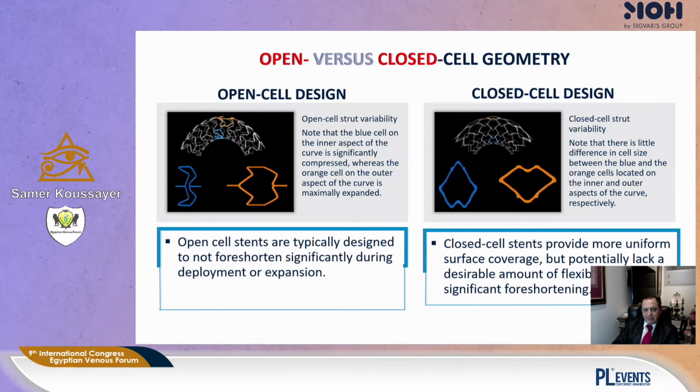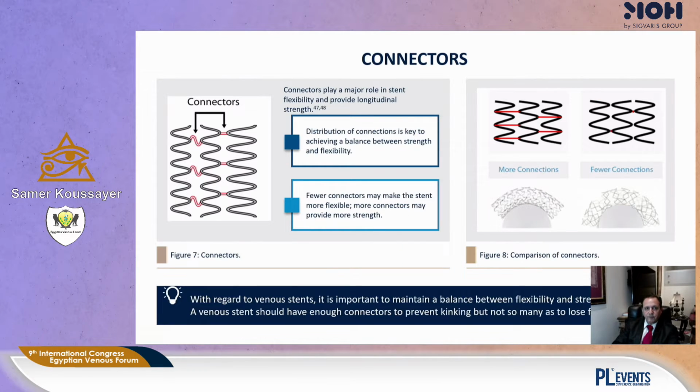So to summarize, again, the open cell has less uniform surface coverage, but it's more flexible and has less shortening. Whereas a closed cell design gives you a uniform surface coverage, so more coverage, but the price you pay for that is less flexibility and more shortening. So you have to be careful. The connection is very important. This is the one which gives you the flexibility of the device.